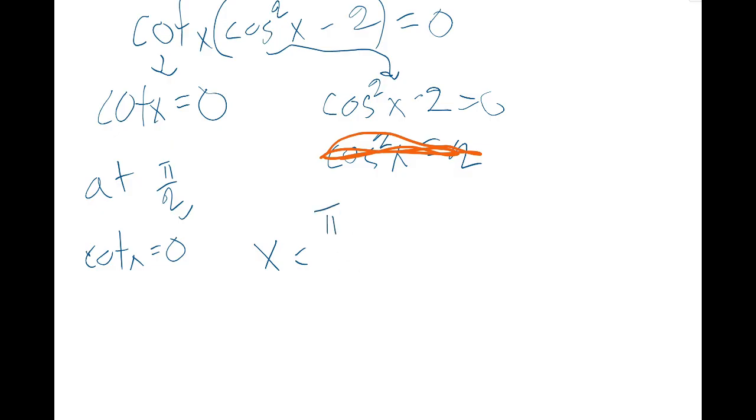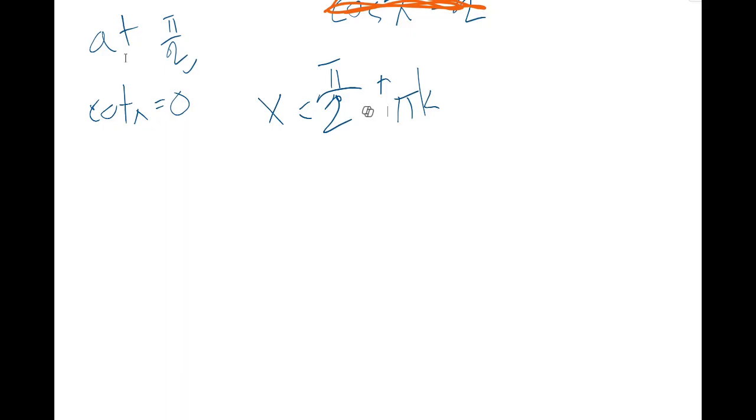You say x equals pi over 2 plus this value k, and we need to multiply that by the period. Since the period of cotangent x is pi, it's just going to be pi over 2 plus pi k. So that is our final answer for that one. Hopefully that made sense.